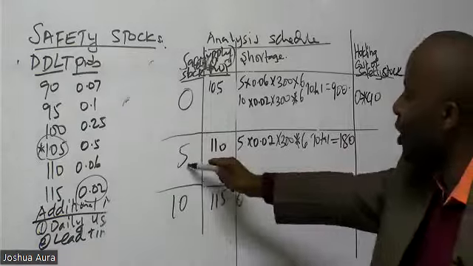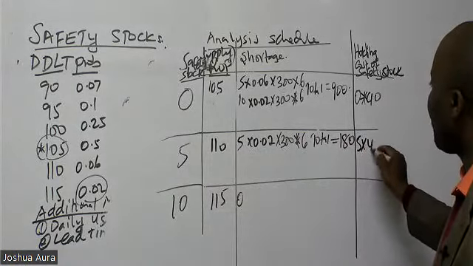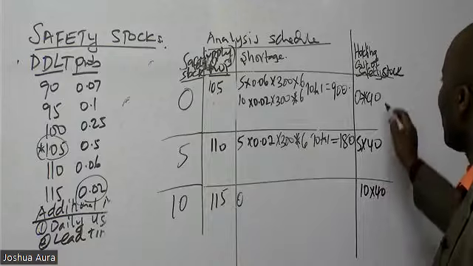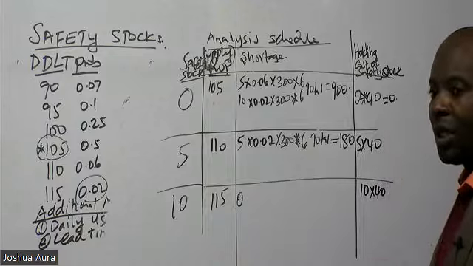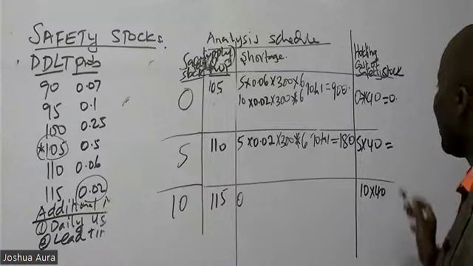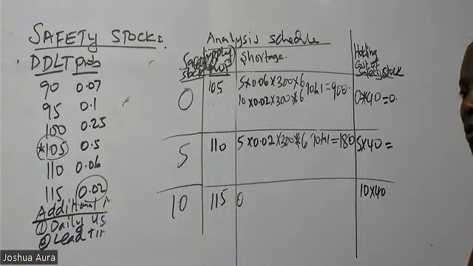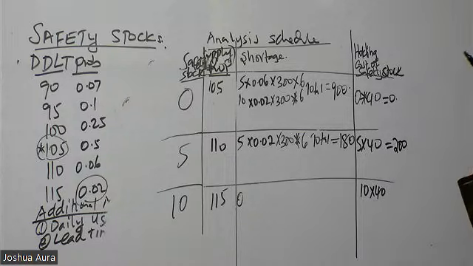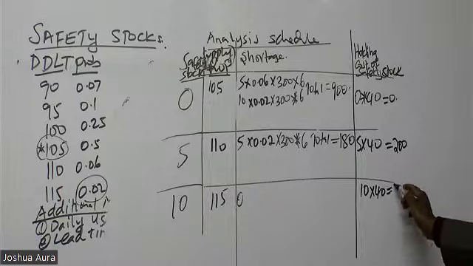So here, the safety stock is 5, so 5 times 40. Then we have 10 there, so 10 times 40. This, of course, is 0. This one is quite an easy one. 5 times 40 gives me what figure? Is it not 200? It must be 200, right? 10 times 40 will give me 400.